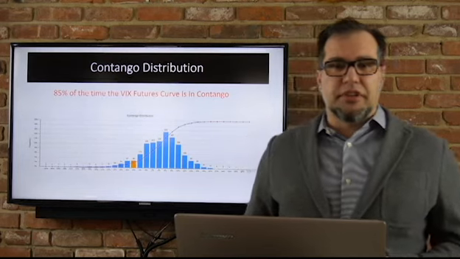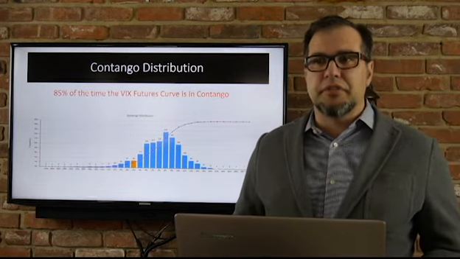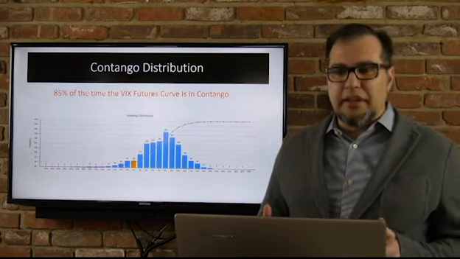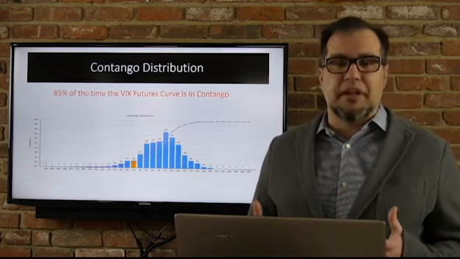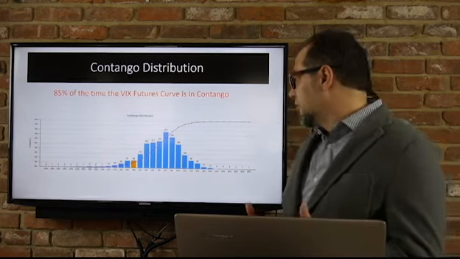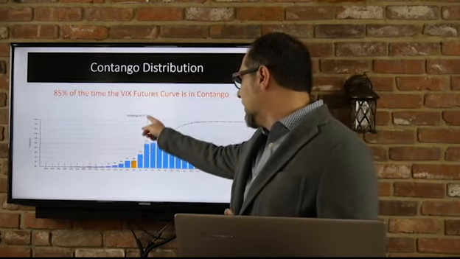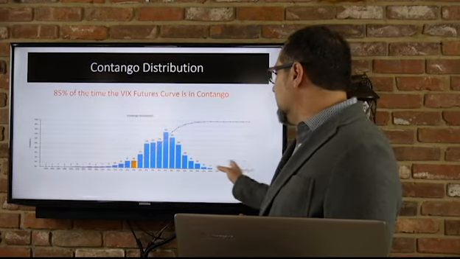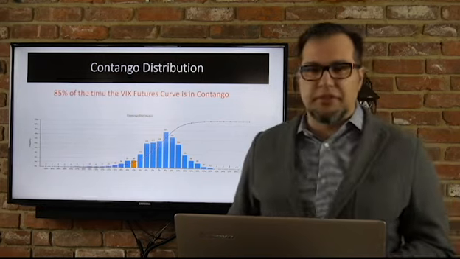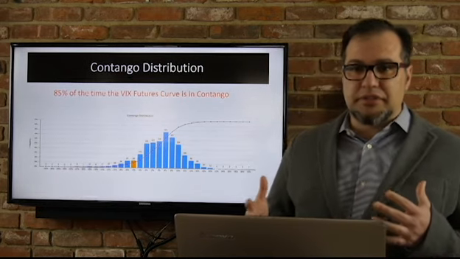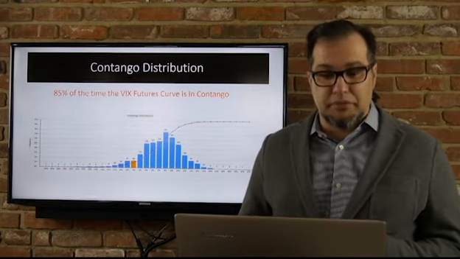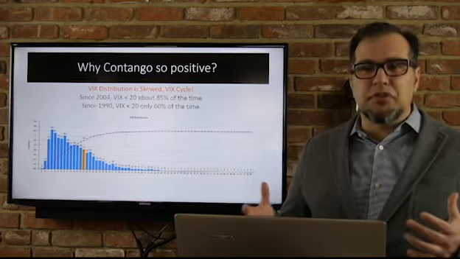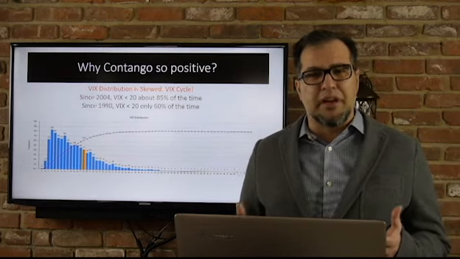The distribution of the VIX futures curve in terms of contango, how often it is in contango, is highly skewed. 85% of the time the VIX futures curve is in contango. So if you look at the zero number, this is right here, right? And if you look, most of the values tend to be positive. So there is a heavy skewness here that we can probably take advantage of. And the question is, why is the VIX futures curve in contango so often?